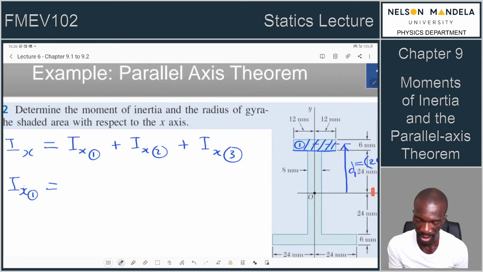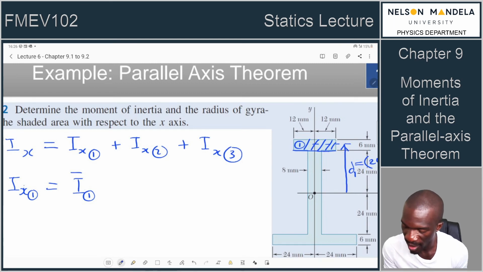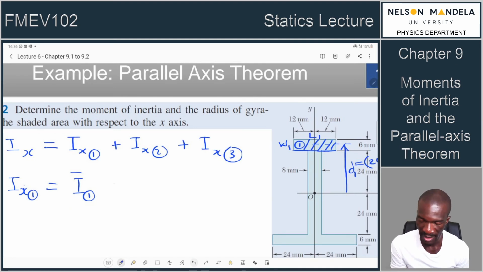What is the centroidal moment of inertia? This is a rectangle, so you can just find the centroidal moment of inertia of a rectangular shape whose length and width are L1 and width 1. There's an equation in your tables. You can pull that out and use it, plus the area of that, which is simply L1 times width 1.